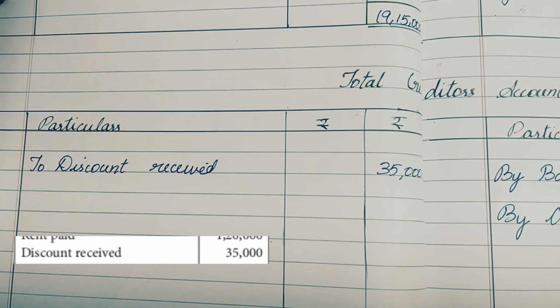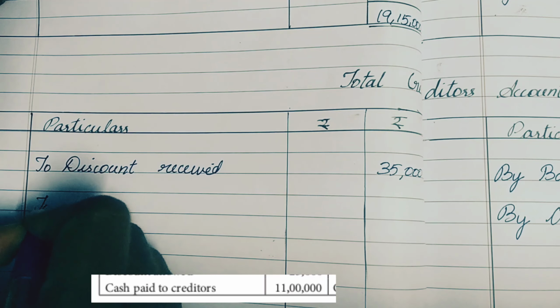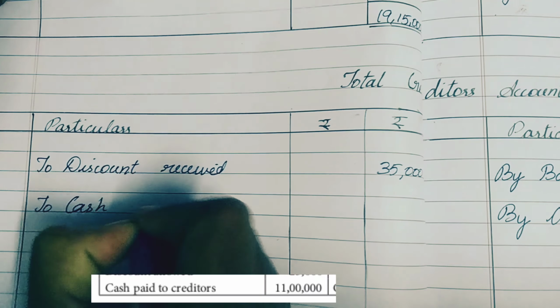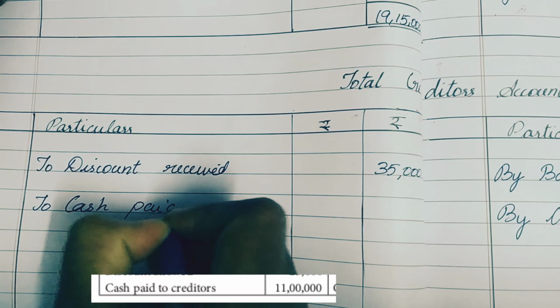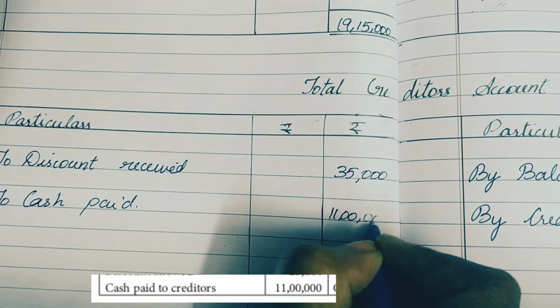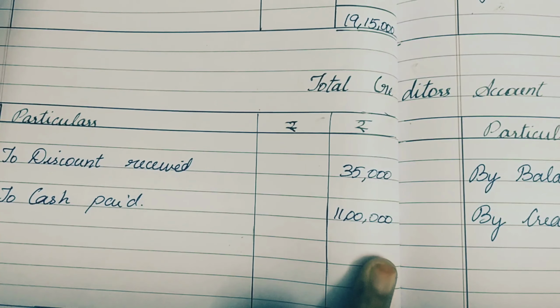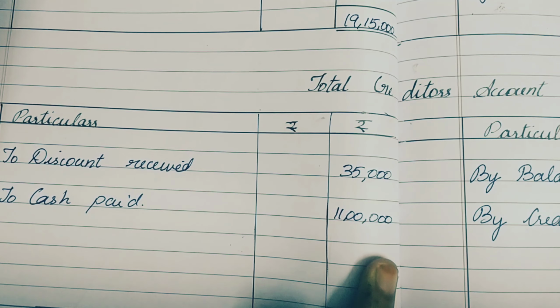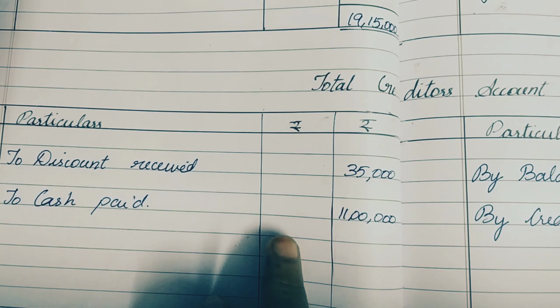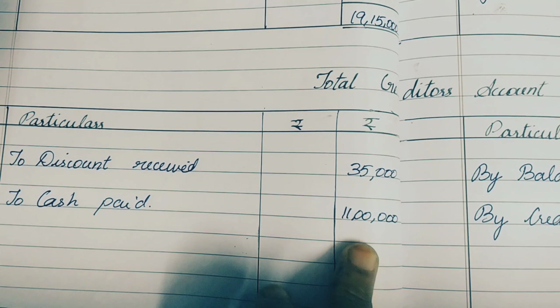Apart from this, we have cash paid to creditors, again in the other details. So to cash paid. So that is rupees 11 lakhs. So that is also going to be recorded in the outer column. Everything in this particular total debtors and creditors account is going to be on the outer column because we do not have any working which is going to be in the inner column. So all the amount is going to be recorded in the outer column directly.